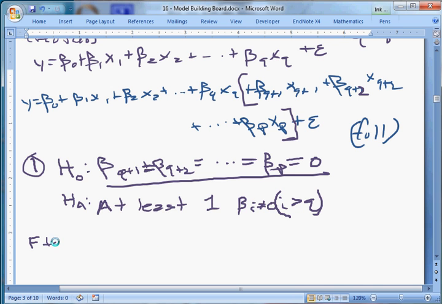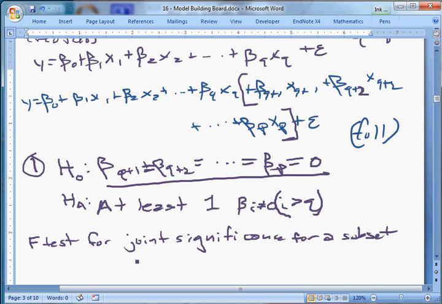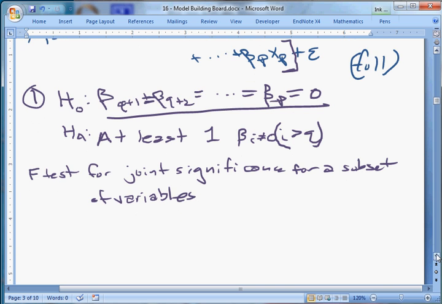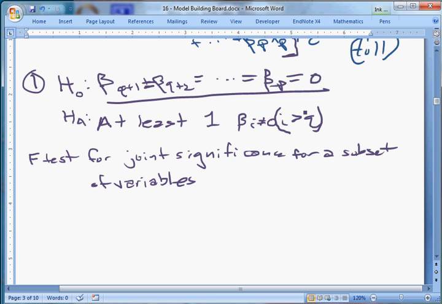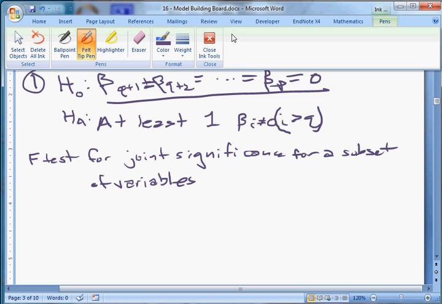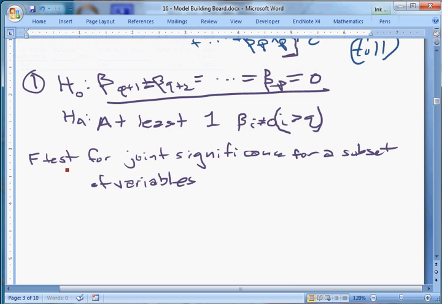This is an F test for joint significance of a subset of variables. If you want to know if a group of variables are significant, you can do it this way as well. The way that I've presented this is as a means to compare two models, but you can do it just to check if you have 3 or 4 variables that you've thrown in that you're not sure are significant. If you want to test to see if they are significant, this is a way to do it.